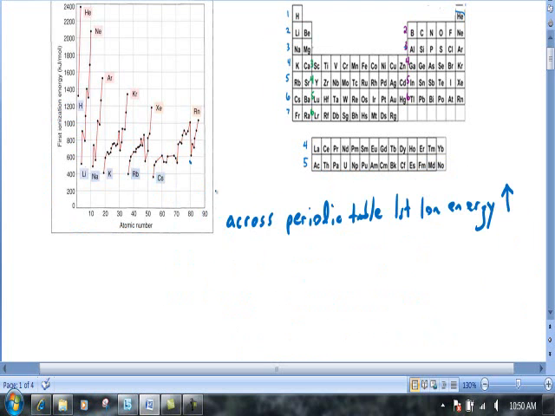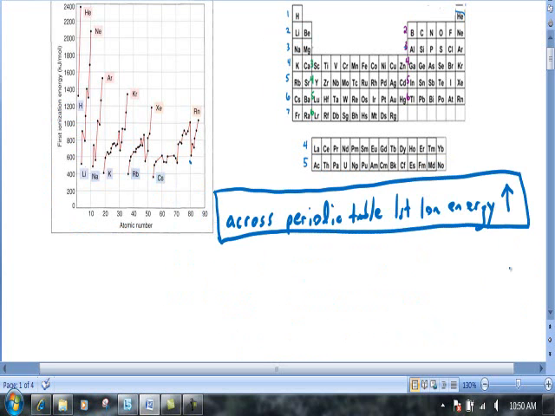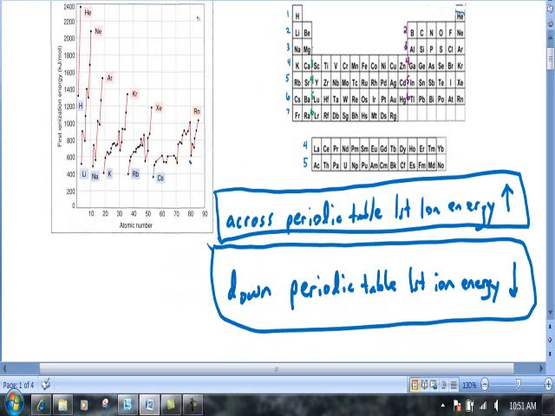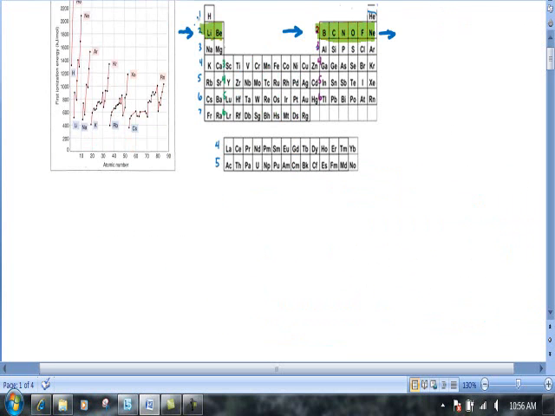We have two trends on the periodic table. Once again, as we go across the periodic table, we've noticed our first ionization energy increases, and that as we go down the periodic table, the first ionization energy becomes less and less.